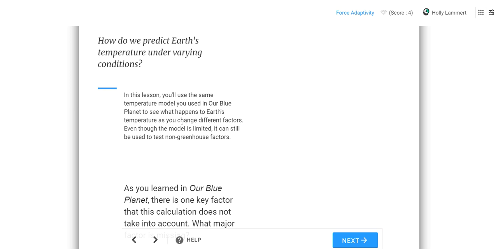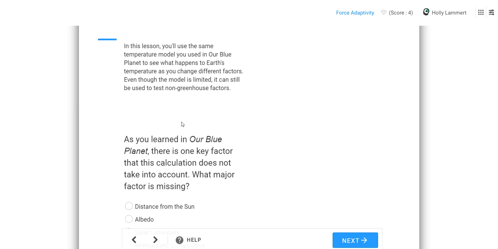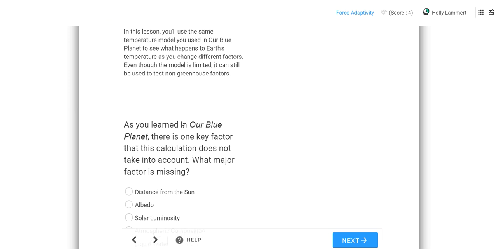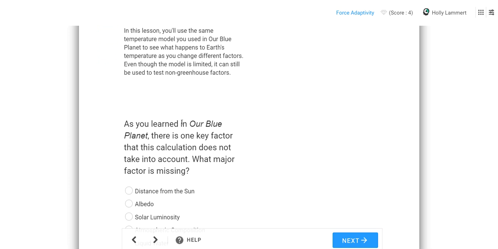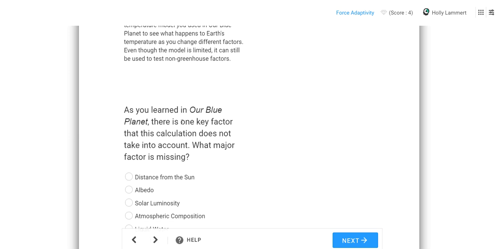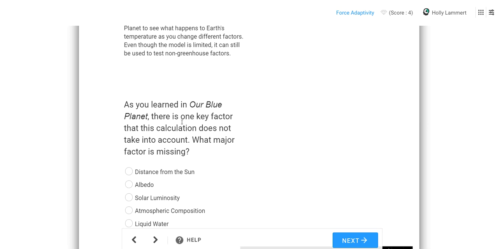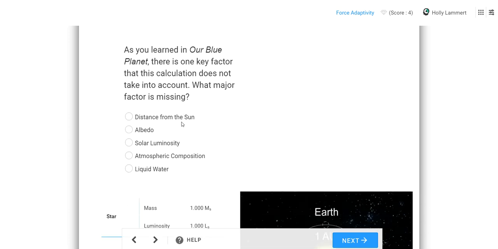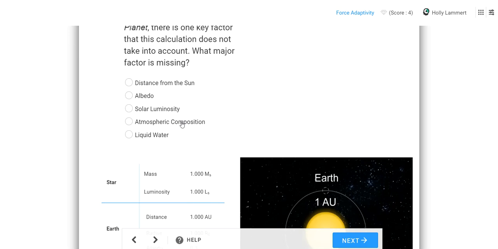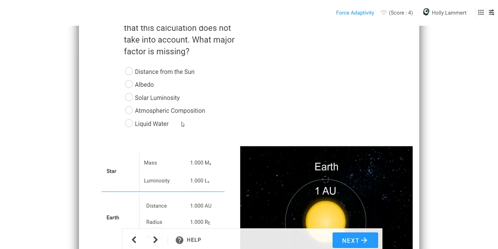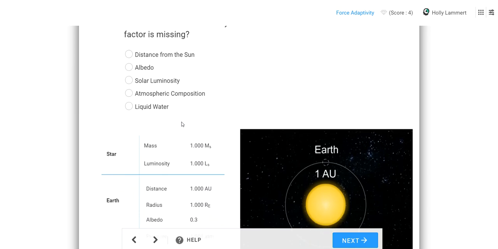How do we predict Earth's temperatures under varying conditions? In this lesson, use the same temperature model used in our blue planet to see what happens to Earth's temperature as you change different factors. Even though the model is limited, it can still be used to test non-greenhouse gas factors. As you learned in our blue planet, there is one key factor that this calculation does not take into account. What major factor is missing?